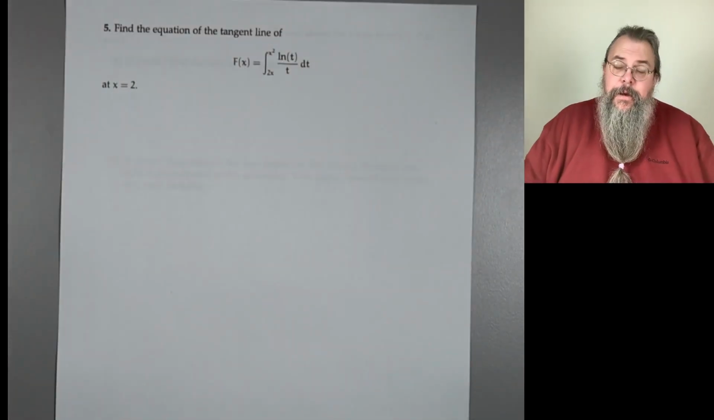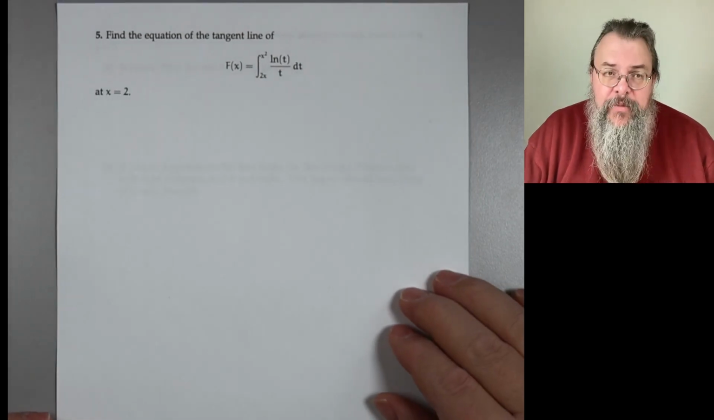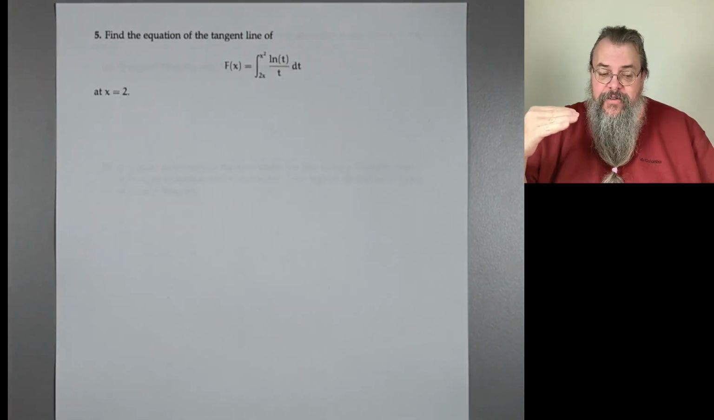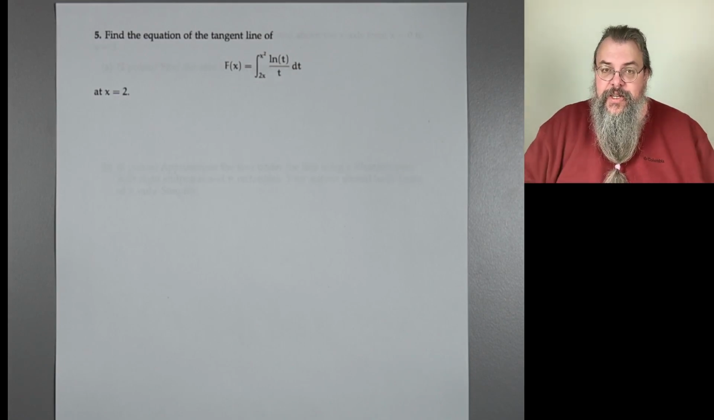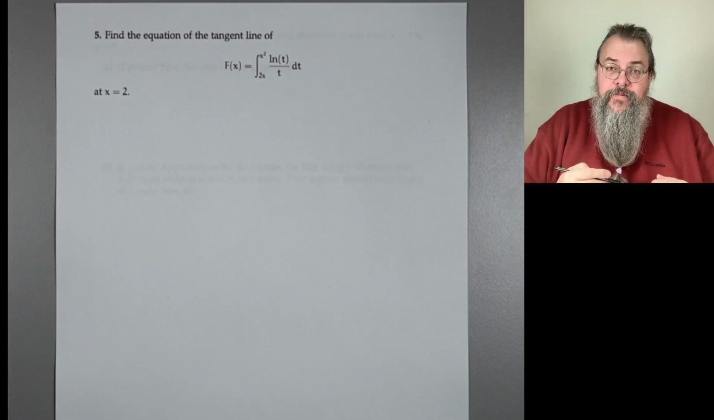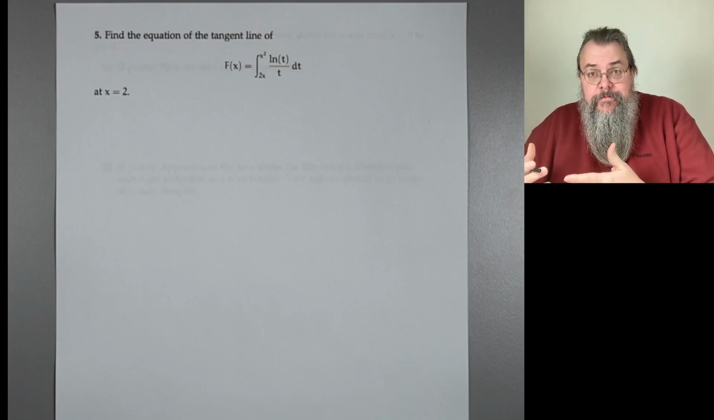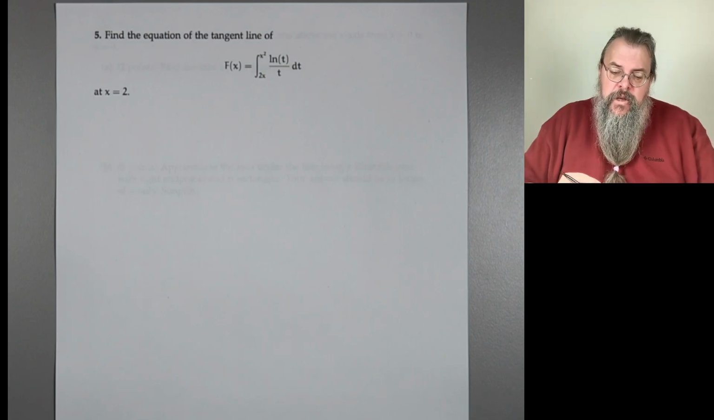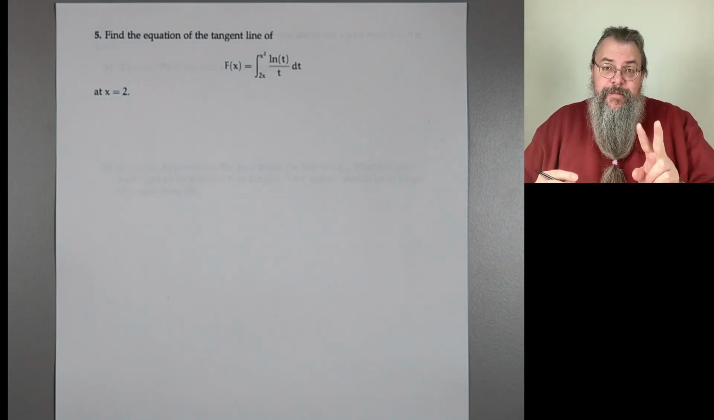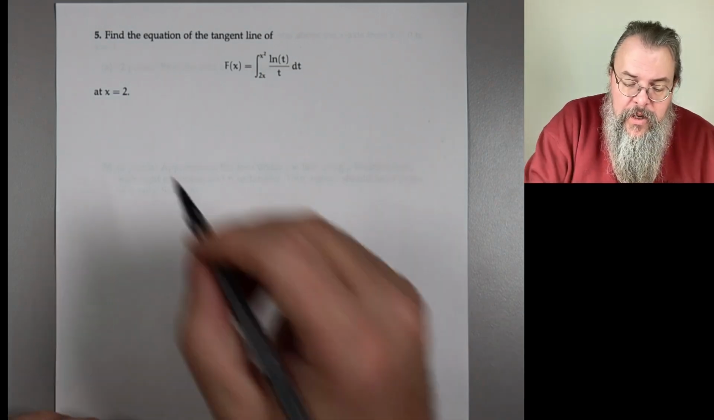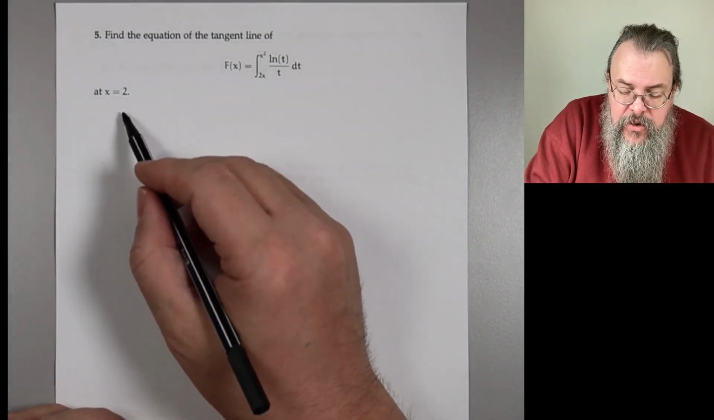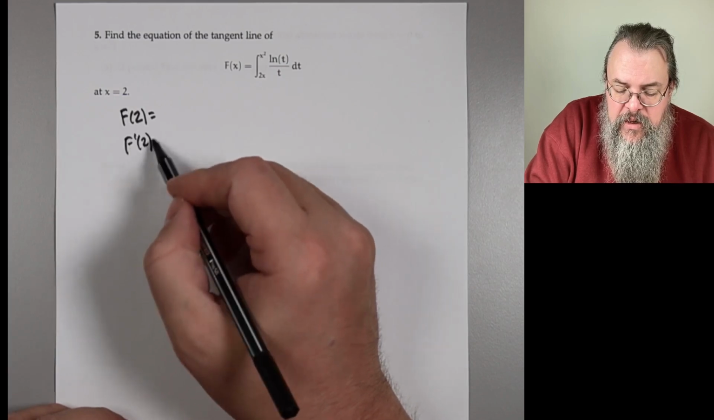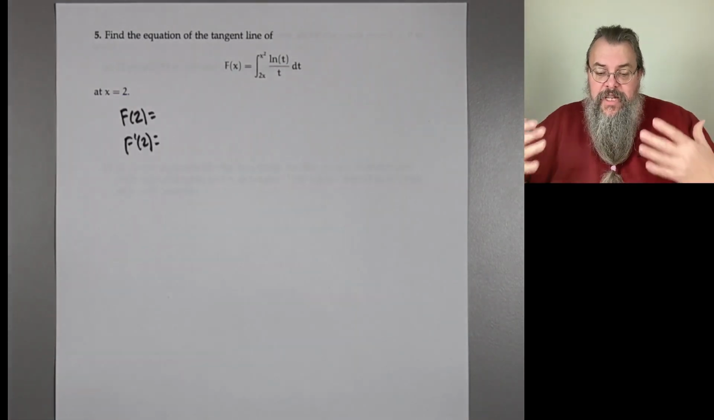Number 5. Find the equation of the tangent line of the function capital F of x, which is the integral from 2x to x squared of log of t over t dt at x equals 2. Now, we might be able to integrate. In fact, we can. But do we need to? Well, what do we need? We need 2 pieces of information. If you want a tangent line, you need to know two things. You need to know what is F of 2 and what is F prime of 2, because that is going to be what forms your tangent line.